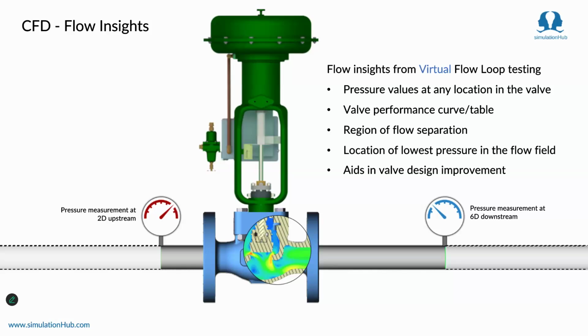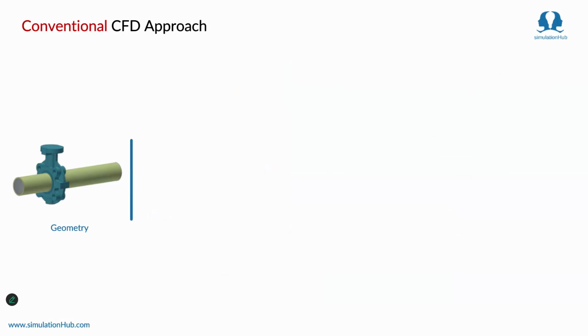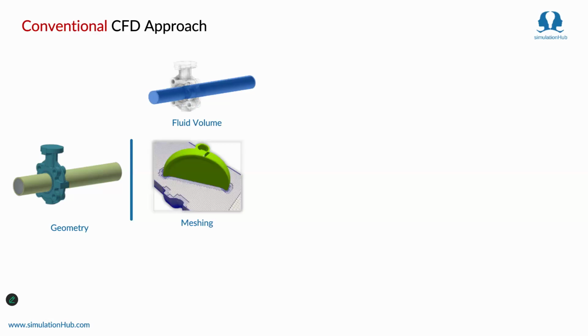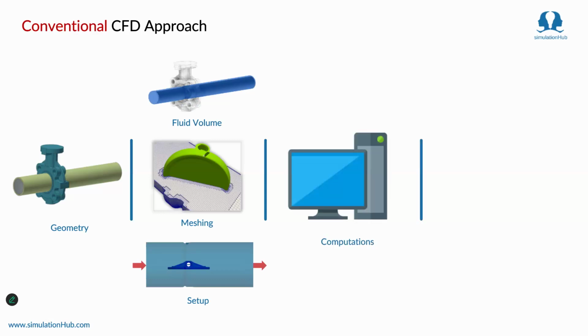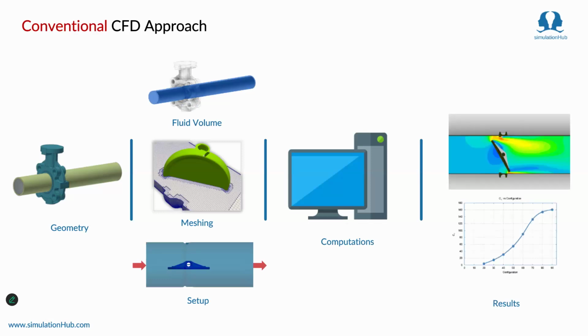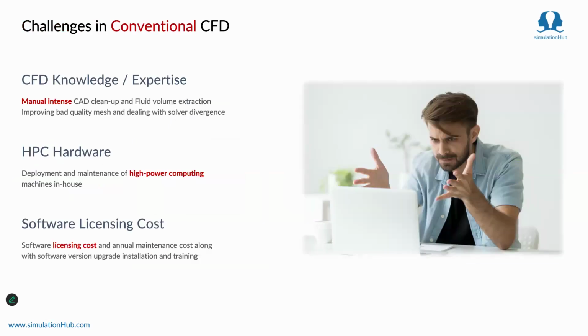We'll see the conventional CFD approach. In conventional CFD, you need a CAD file. The fluid volume, meaning the wetted surfaces of the domain, needs to be extracted. It has to be meshed. It has to have the correct boundary conditions. And you need a high performance computer, or an HPC system, to run these calculations and simulations. Then you get your insights and your flow characteristics like CV. The challenge in CFD is that it needs an expert. It needs the domain expert. It needs the CFD engineer.